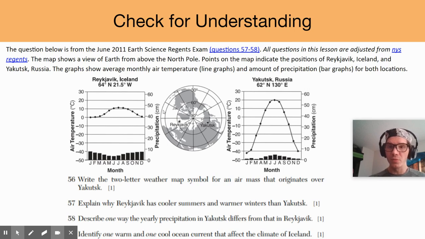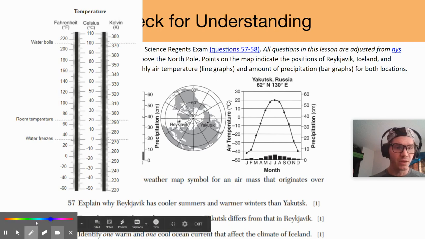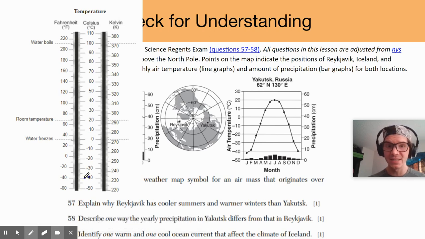Just to give you an idea about what Yakutsk is like, it's one of the coldest cities on Earth. If we look at some of the winter months, you'll see that the average temperature is around negative 40 degrees Celsius, December, January, February. If we look in the ESRT at these temperature scales, you'll see that negative 40 degrees Celsius is also negative 40 degrees Fahrenheit. Maybe it's been that cold in New York, but definitely not on average. So it's very, very cold in Yakutsk.